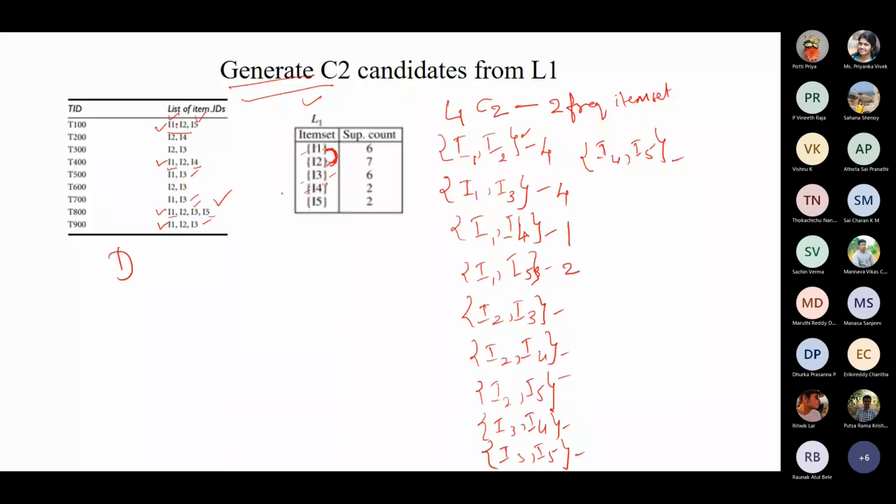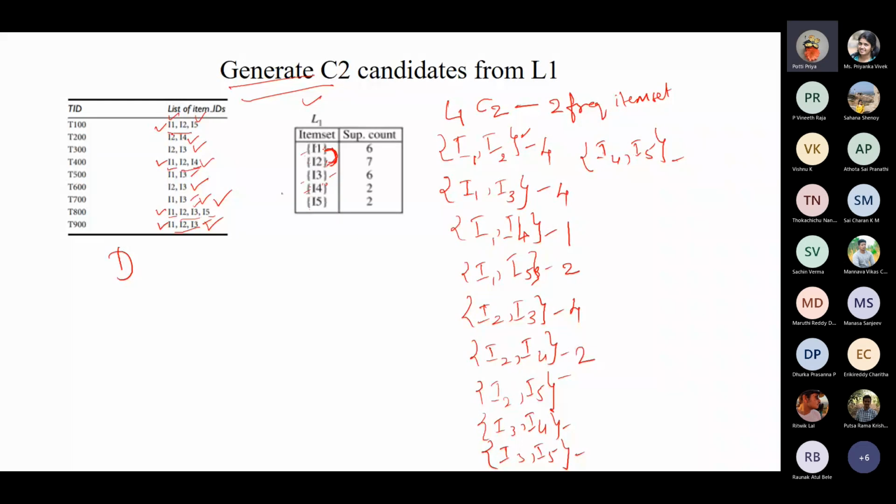I2, I3. It's not here, then I2, I3 is here: 1, 2, 3, 4. Support count is 4. Next, I2, I4. Look at I2, I4: 1, 2, only 2.